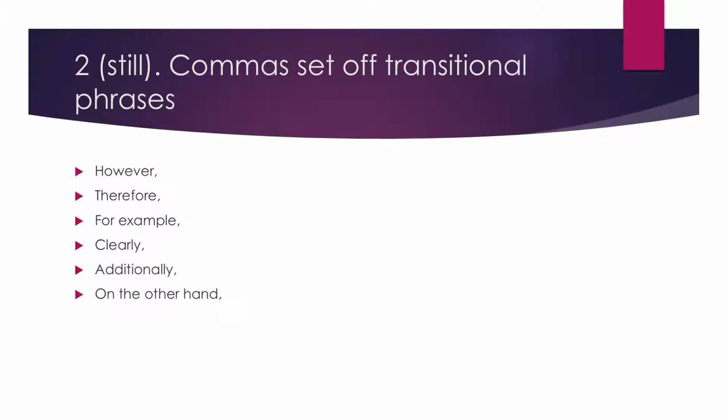So commas also set off transitional phrases. Anytime you see one of these words or phrases at the beginning of a sentence, it should be followed by a comma. However, therefore, for example, clearly, additionally, on the other hand. These are not the only phrases, so phrases like them might also be followed by a comma.